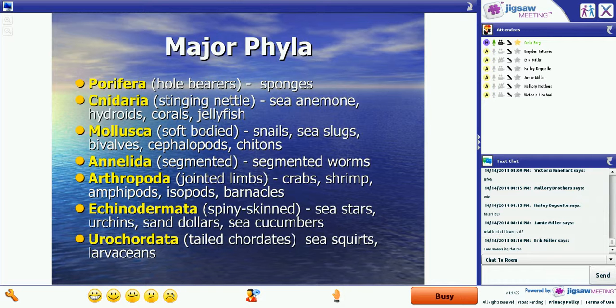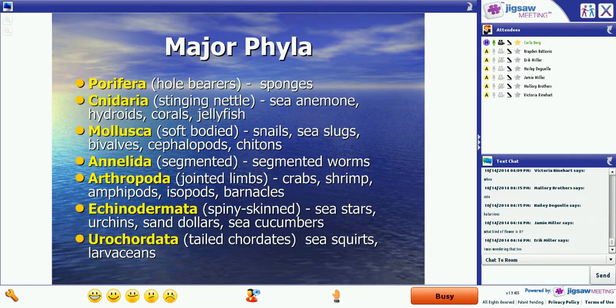The first is Porifera. Porifera means hole bearers. Examples of Porifera would be sponges. There are Cnidaria, which are stinging nettles, like sea anemones, hydroids, corals, and jellyfish. There are Mollusca, which are soft-bodied invertebrates, like snails, sea slugs, bivalves, cephalopods, and chitons. There are Annelida, which are segmented worms.